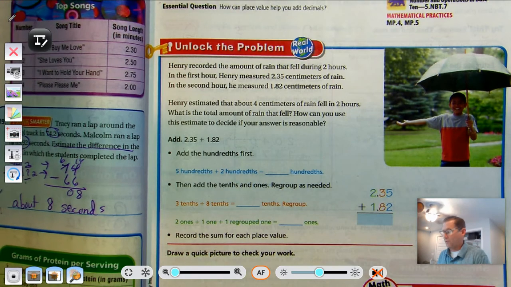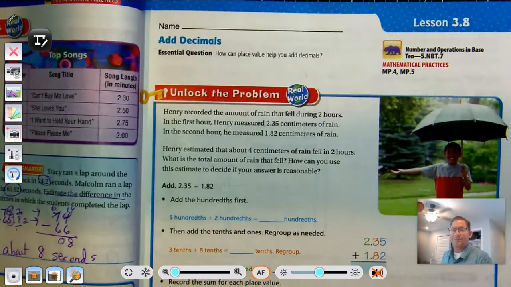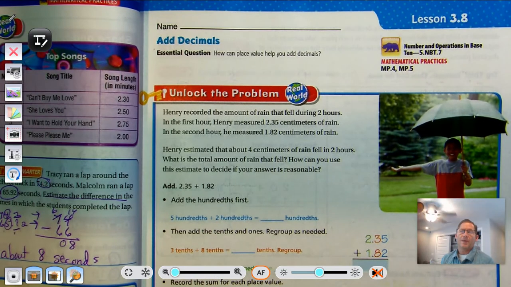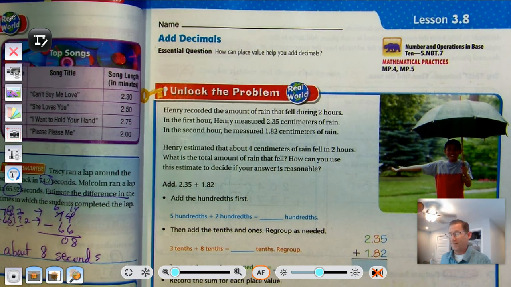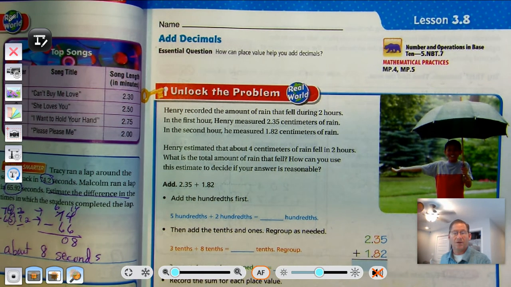Hello, everybody. Today we're going to continue with lesson 3.8, add decimals. Basically, our essential question is how can place value help you add decimals? And we're on page 139 of the fifth grade Go Math textbook.